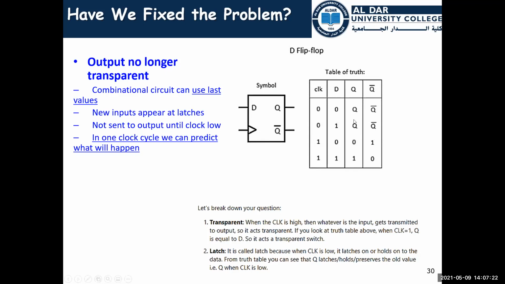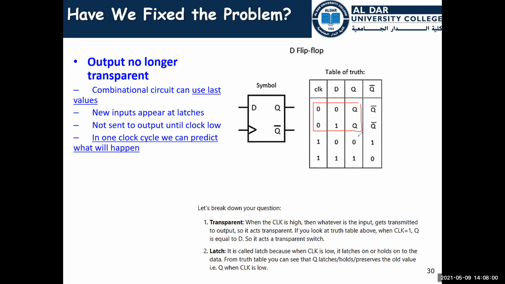So this means the clock will keep the previous state irrespective of the input. Whatever the input, the previous state will be held. Okay? This is not transparent. This part is not transparent.